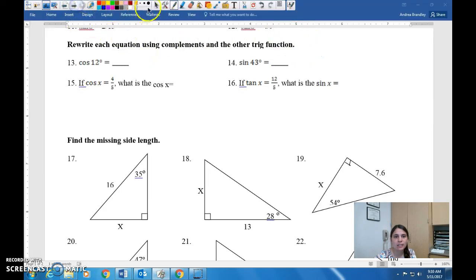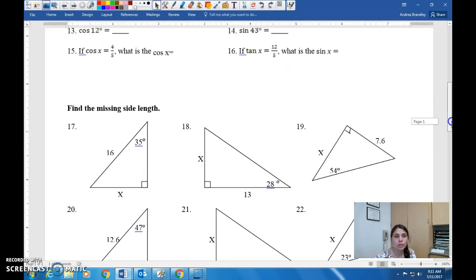15 and 16, I'm going to go ahead and use the Pythagorean theorem to do. So I'm going to start by drawing my triangle. So if I have a triangle here, oh, and it looks like I have a typo. This should say the tangent of x. So cosine of x, let's say this is my x, this is my right angle. So the cosine is equal to adjacent, so my adjacent is 4, over the hypotenuse, which is 5.